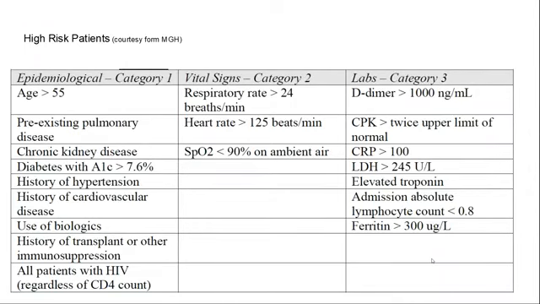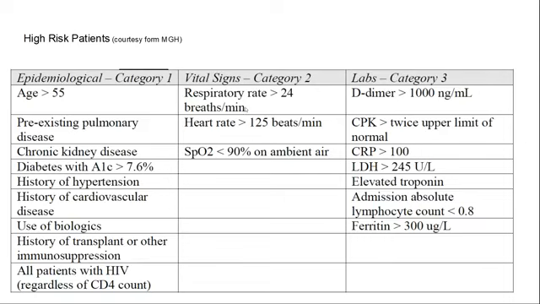So this is a courtesy from MGS. They've pretty much divided patients into categories as per the risk. So if you have any of your patients with these risk factors, then your patient might need an ICU and might get bad. So I'll just read it out. If you are more than 55, you have pre-existing pulmonary disease, CKD, diabetes, hypertension, cardiovascular disease. If you're using biologics like in autoimmune problems, if you have transplant or you are on immunosuppression, or all patients with HIV, regardless of the CD4, you wanna keep them in the hospital and want to be watchful on them.